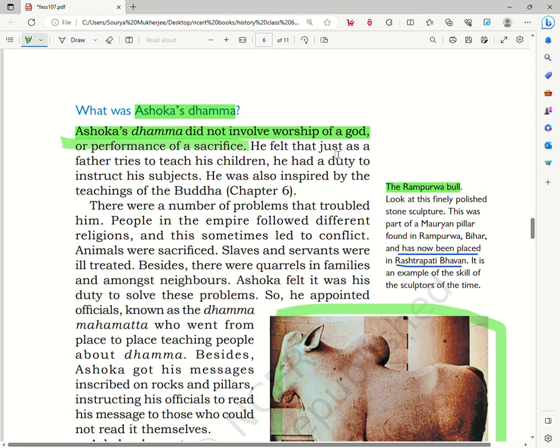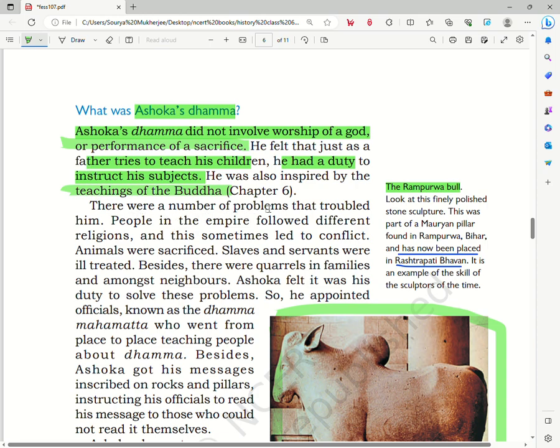He felt that just as a father tries to teach his children, he had a duty to instruct his subjects. So he wanted to teach his subjects about Dhamma, just like a father teaches his child. He was also inspired by the teachings of the Buddha. So we see that the Dhamma and the principles of Ashoka are largely influenced by Buddhism. Buddhism has had a great impact on Ashoka.